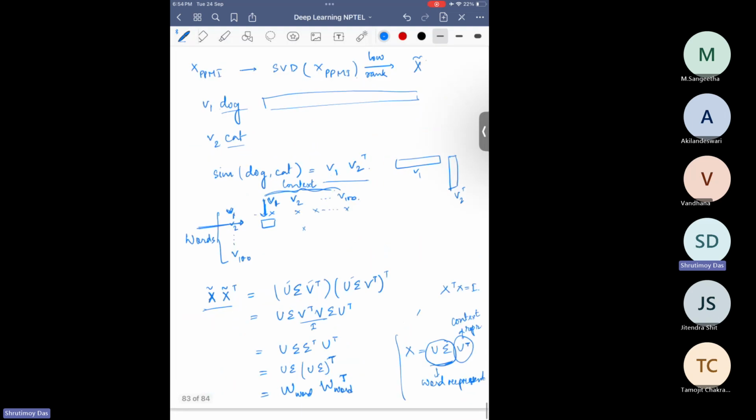So you have words like dog, cat, monkey, human, and so on. You do an SVD of that matrix. So the representation of dog will be U times the matrix sigma, the first column of that matrix. For cat, it will be the second column of the matrix U times sigma, and so on. Is this clear?